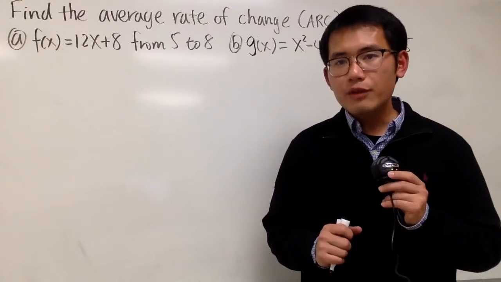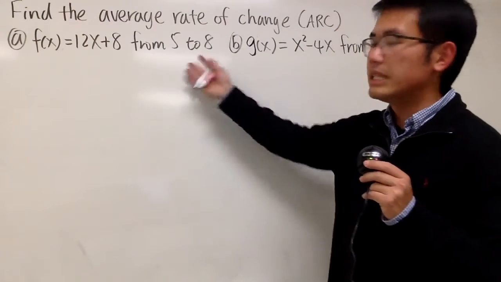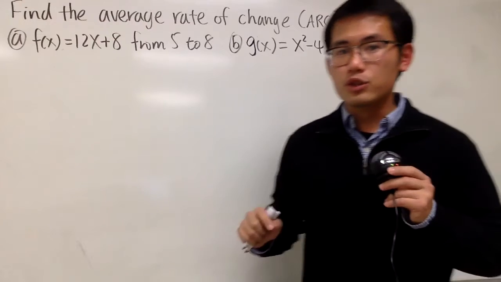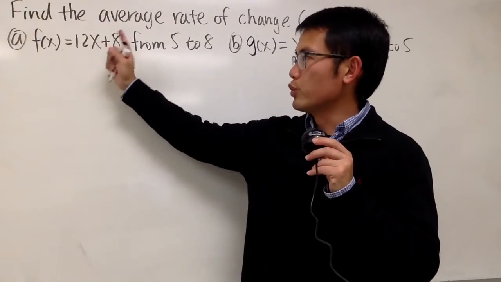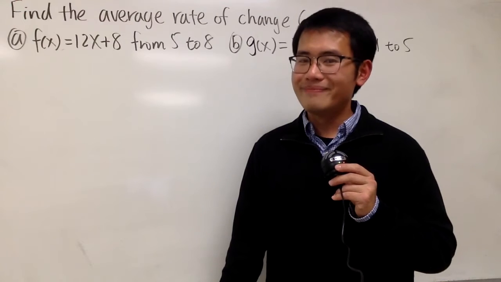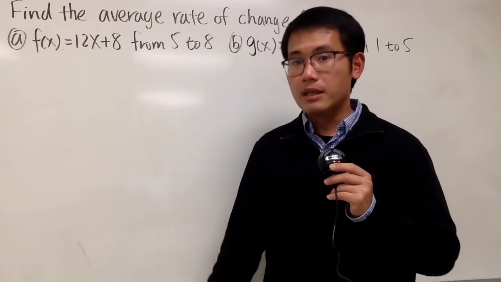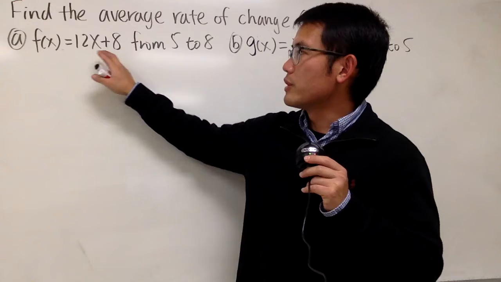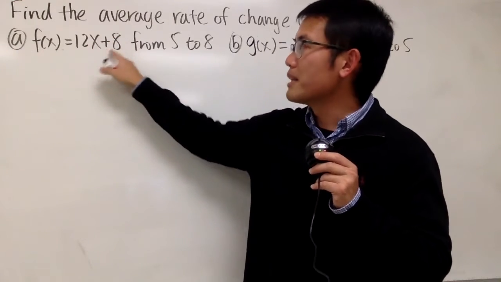Okay, we're going to find the average rate of change of these functions on these intervals. So let's look at the first one. We have f of x is equal to 12x plus 8. In fact, you know the answer already. It's just 12 because this right here is a linear function, right? 12x to the first power plus 8.